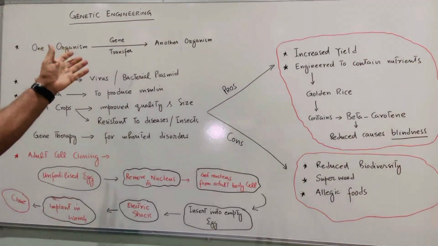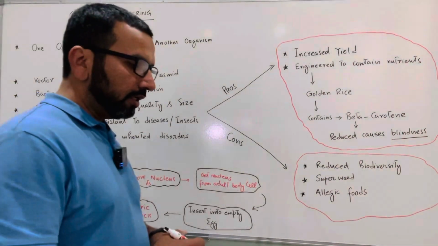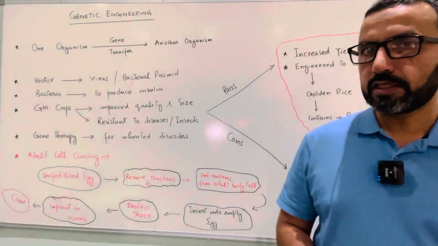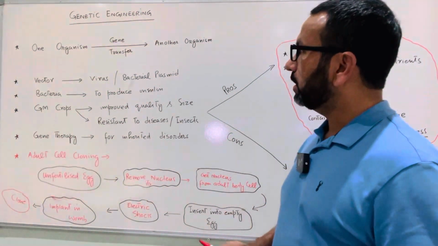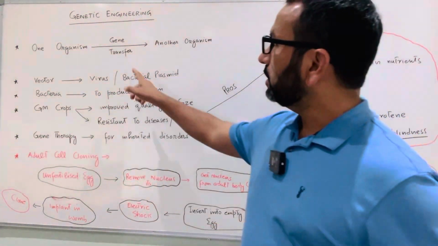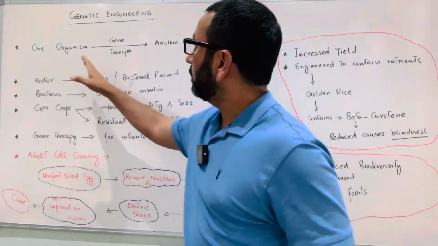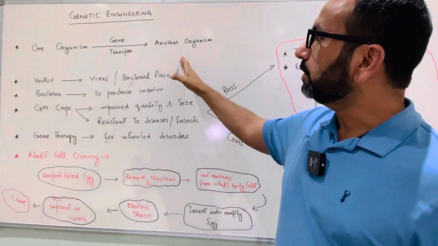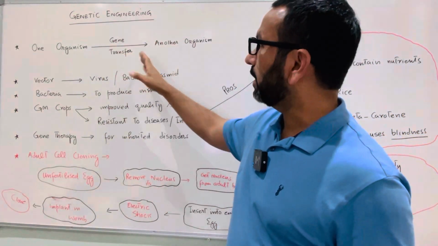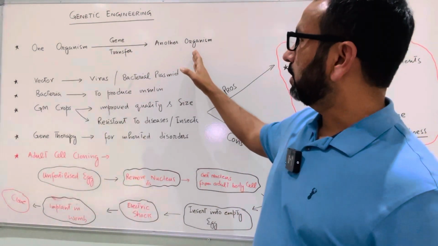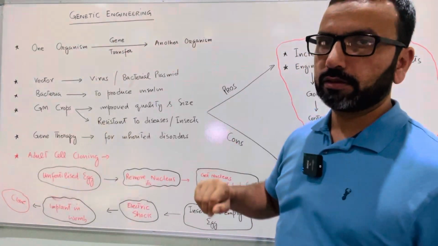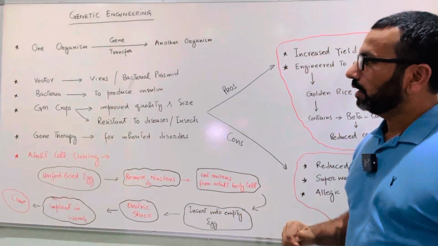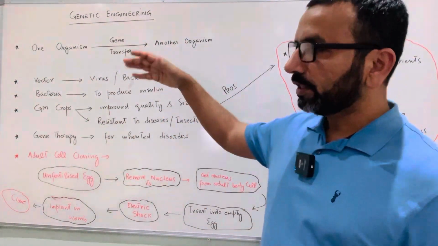So, what is genetic engineering? Genetic engineering basically is a process in which a gene is transferred from one organism to another organism to introduce some desired character in the second organism. So, this is called genetic engineering.